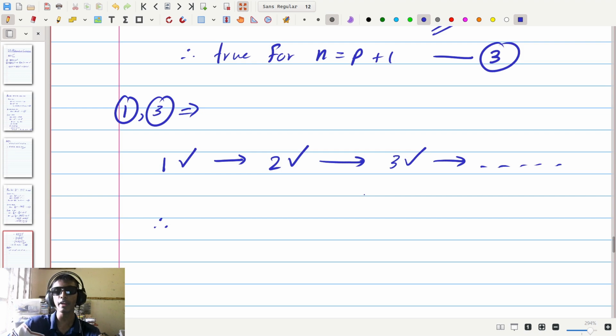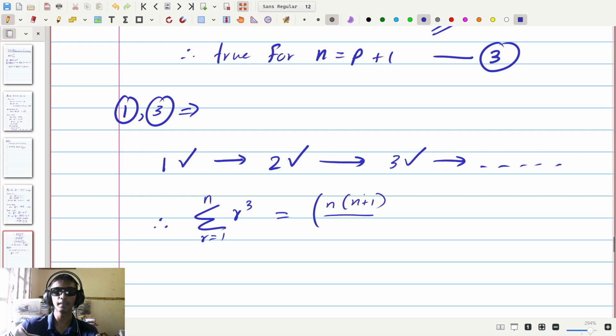So I can write down as a final statement, therefore, the sum from r equals 1 up to n of r³ is equal to (n(n+1)/2)² for n an element of the set that we wanted, which is n an element of the set of positive integers.